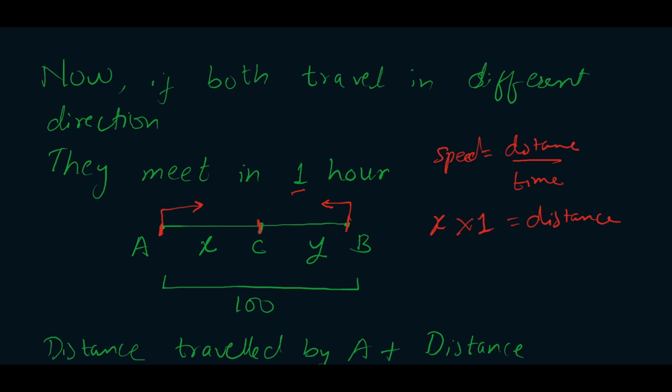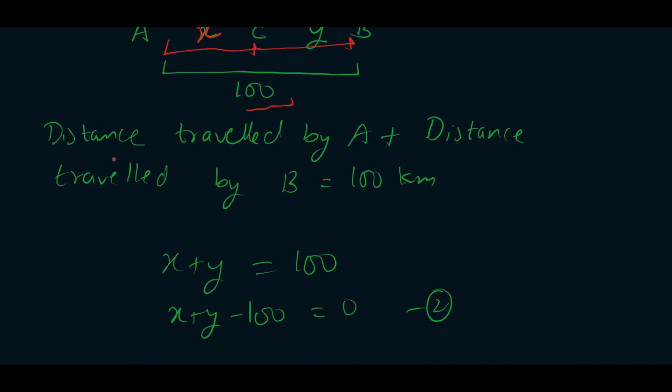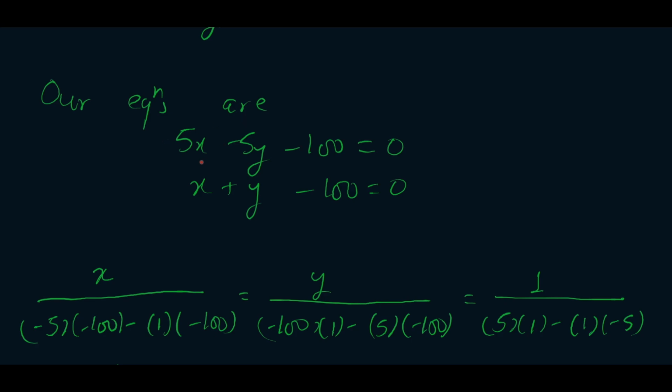So they meet at point C. So this distance is x. Similarly, B will travel the distance y, and this x plus y will be equals to 100. So this will be our second equation. So how can we write it? We can write it as distance traveled by A plus distance traveled by B equals to 100. So x plus y equals to 100. So we can take 100 on the left hand side and it becomes x plus y minus 100 equals to 0. So our two equations are 5x minus 5y minus 100 equals to 0 and x plus y minus 100 equals to 0. Now we will solve by cross multiplication.